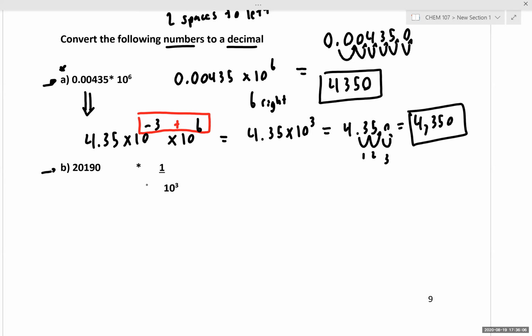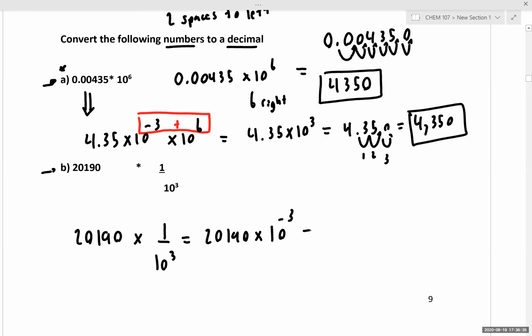I see quite a broad array of responses. So let's now look at question B. So we have 20, whoops, I'm getting ahead of myself here. We have 20,190 and we're multiplying by 1 over 10 to the third. Now we can rewrite this 1 over 10 to the third as 20,190 times 10 to the negative third. Okay, so now we have our clear instructions. We need to move our decimal point 3 spaces to the left.